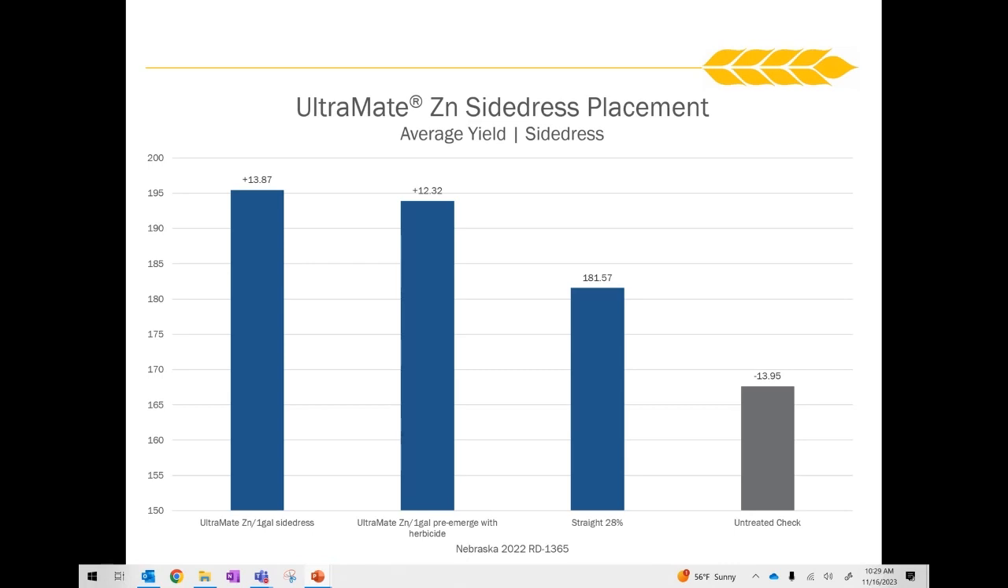What we've done for 2023 is we've taken a straight UAN, and then we've done a UAN with a traditional urease inhibitor, and then a UAN plus our Ultramate lineup. And initial data that we're seeing back is that we are doing just as good as the urease inhibitor, if not better in some applications. And we're really seeing an improved root system where we did the Ultramate zinc.